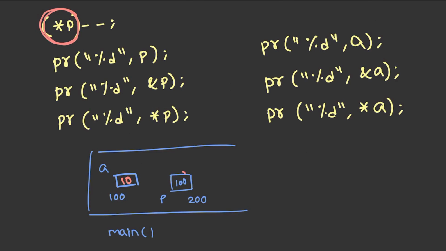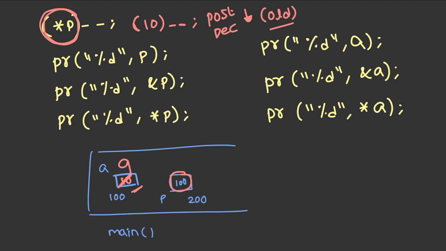So the content at the location of 100 is equivalent to 10 and I am applying a post decrement operator on it. We know that in the case of post decrement, the value will be decreased and the old value will be substituted. So the value of A will be made to 9 and the old value, if you are trying to print the value in this statement itself, 10 will be printed, but the value will be changed to 9. And now if you just observe in this statement, I am trying to print the value of P.